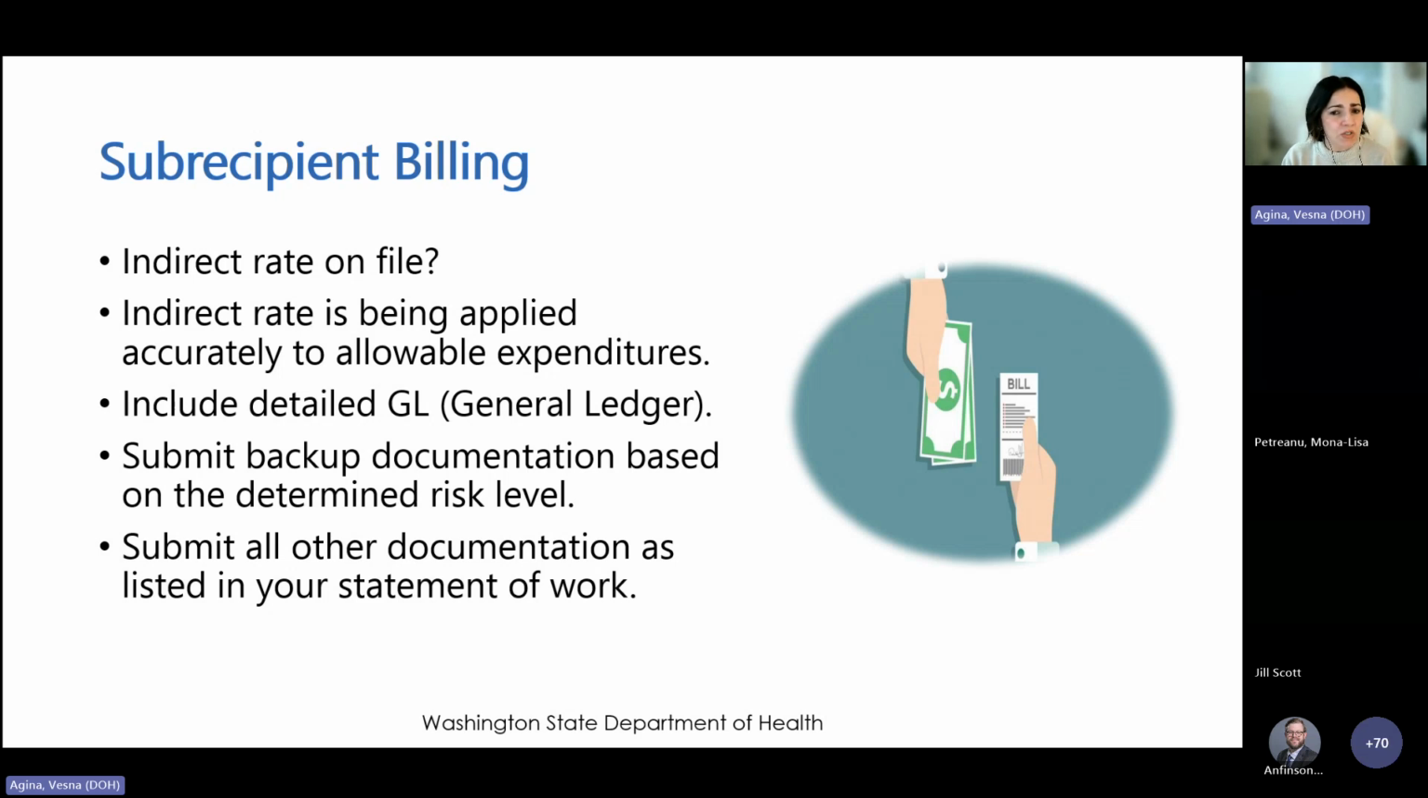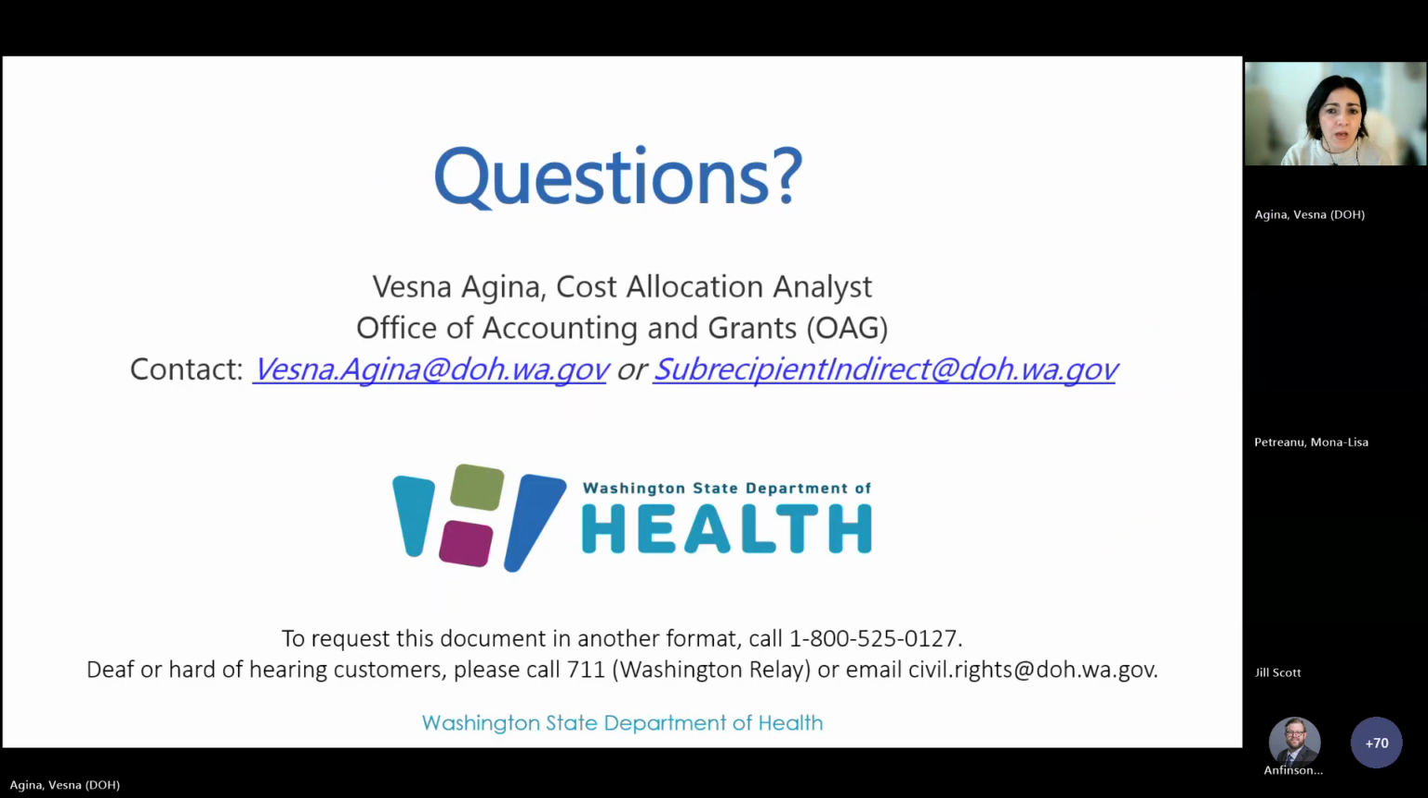Then you will also make sure the indirect rate is being applied accurately to your allowable expenditures. You will include any detailed information and any backup documentation required based on your risk level, and then you will submit all of that documentation to us, and then we process your billing.